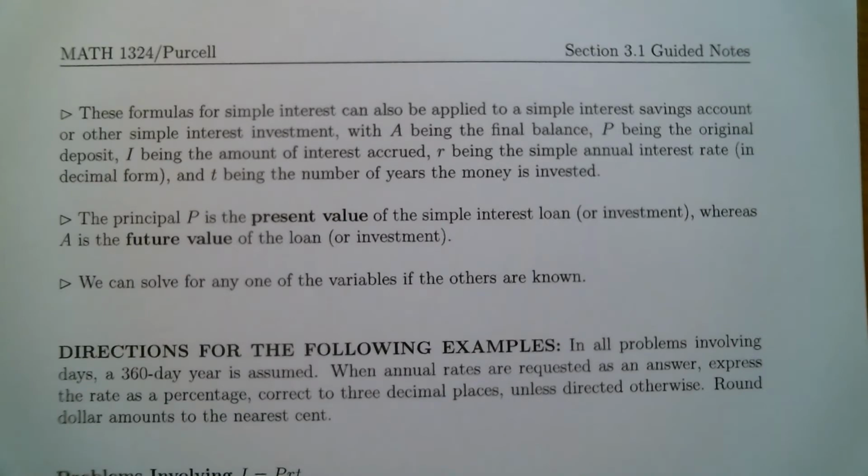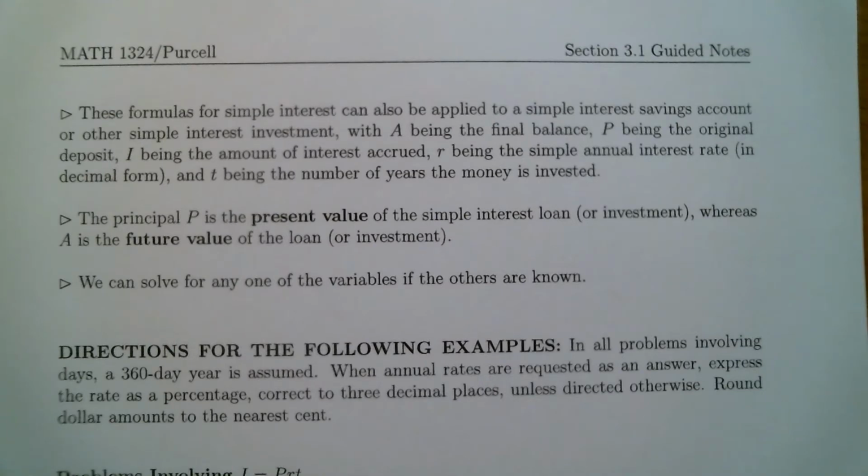So if you look at the first bullet, it says the formulas for simple interest can also be applied to a simple interest savings account or other simple interest investment, with A being the final balance, P being the original deposit, I being the amount of interest accrued, R being the simple annual interest rate in decimal form, and T being the number of years the money is invested. So again, these simple interest formulas work whether you're looking at a simple interest loan or a simple interest investment.